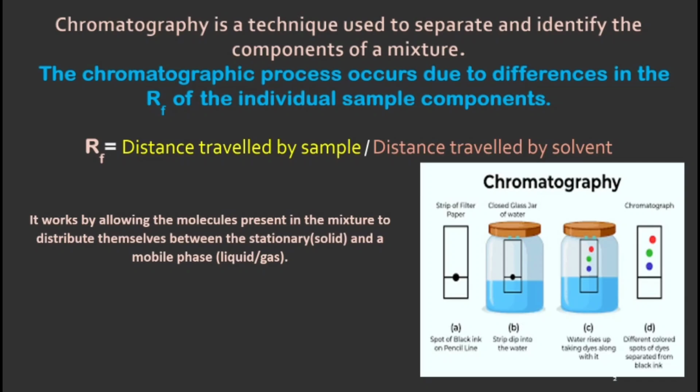Chromatography works by allowing the molecules present in the mixture to distribute themselves between the stationary and a mobile phase. So the stationary and the mobile phase are the two most important phases. The stationary phase is solid, but the mobile phase may be liquid or gas.